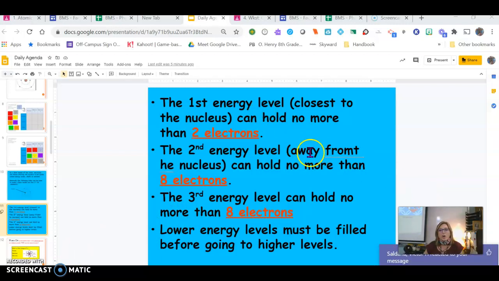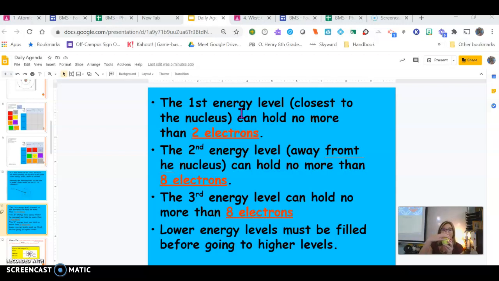Okay, as we are drawing our atoms, our first energy level, the one that is closest to the nucleus, in that first ring, can hold no more than 2 electrons. We know that because of APE: once we know the atomic number, we can figure out the number of electrons we need to put in that atom. So we're going to fill up that first energy level first with 2.